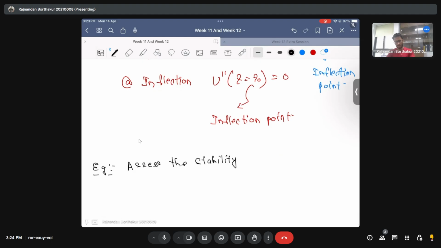Yeah, kindly check the spelling. I just got confused. I think this is one S. Yeah. Anyways, okay. So we try to assess the stability of Couette flows.